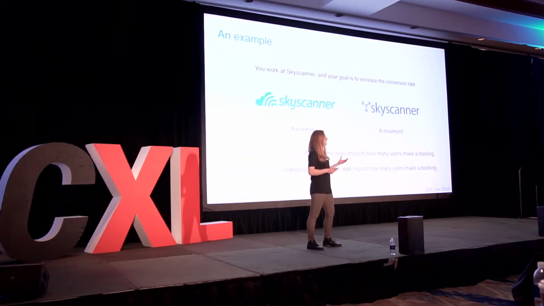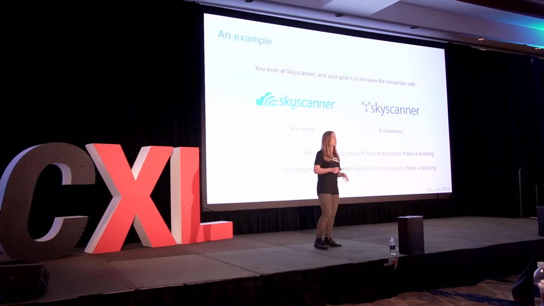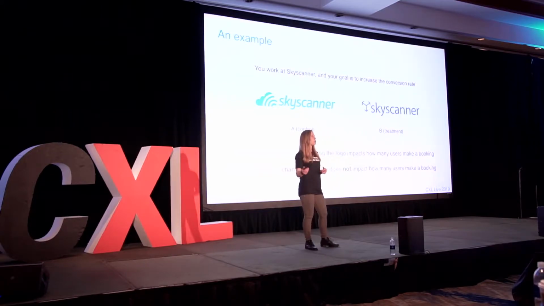Well, if we formulate that into experimentation hypotheses, then that belief that changing the logo is going to change the people who make a booking is actually your alternative hypothesis. But when we run an A/B test, what we're really testing is the null hypothesis. And that's the idea that changing the logo is not going to have any impact at all on who makes a booking.